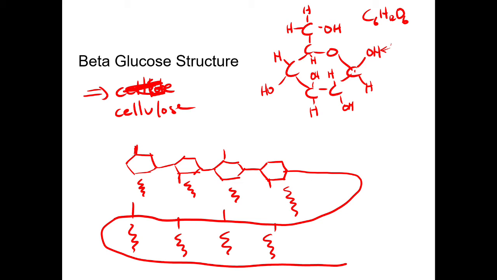And this does not happen with starch and alpha glucose. No hydrogen bonds form. But here it forms these sheets that are really strong, and what makes it even better is the sheets roll up into these fibers, like cylinders. And the fibers are very, very strong because of all the hydrogen bonding that's happening between the beta glucose molecules.